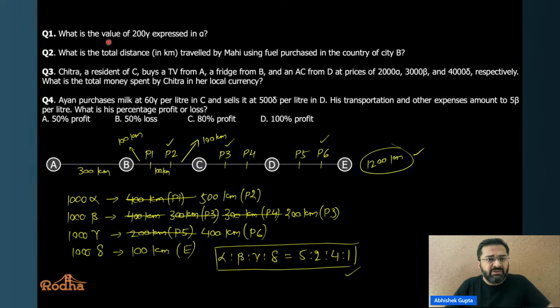Okay, what is the value of 200 gamma expressed in alpha? And now, whenever there is confusion, what comparison are they asking for? 200 gamma. So they're basically asking about gamma and alpha. This is gamma and alpha. First and third one, 5:4. Which currency is more valuable?